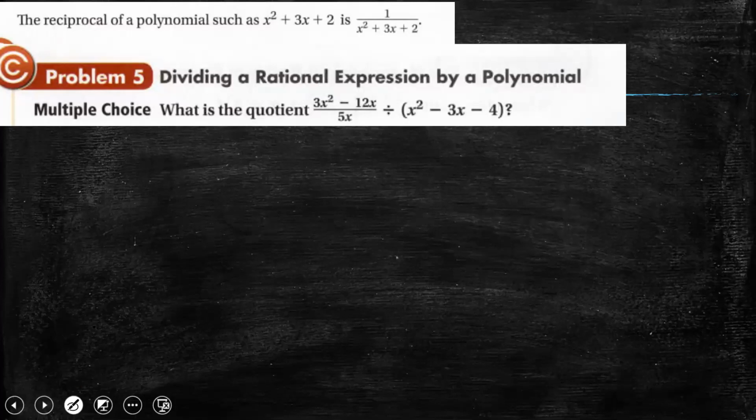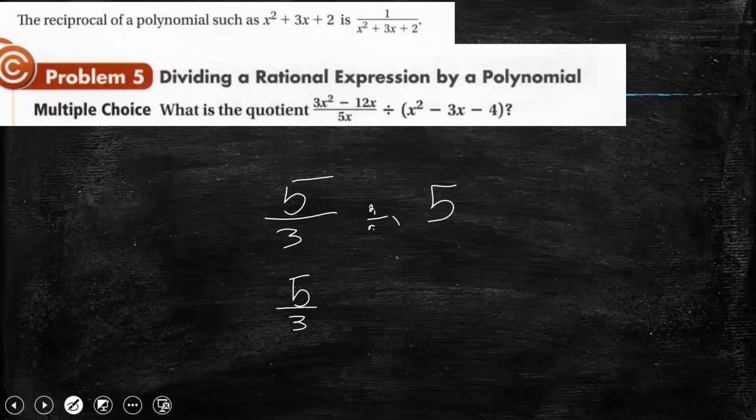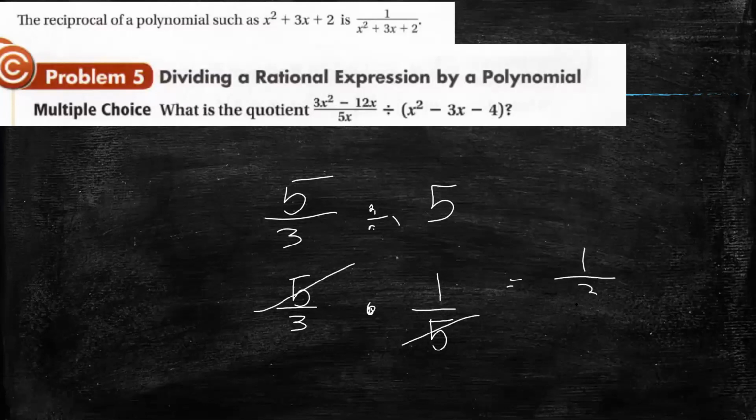Now, if we divide 5 over 3 by 5 as an example, you will remember this from grade 6. The first step, keep 5 over 3 as it is. Switch the division to multiply and write the reciprocal of 5. What is the reciprocal of 5? 1 over 5. Bravo. Then I will cancel them. I have 1 over 3. This is the final answer.